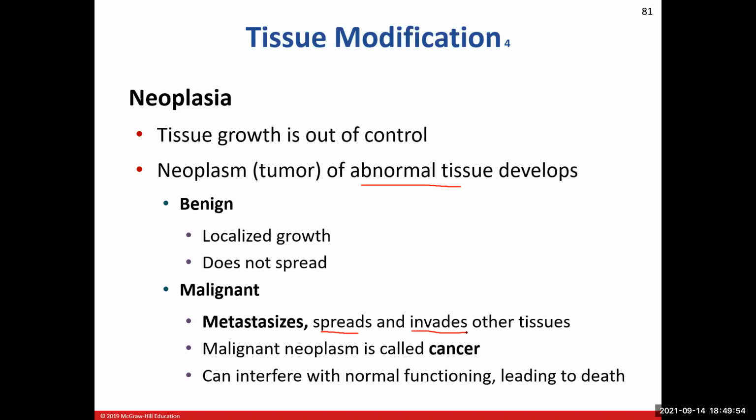And depending on what type of cancer, where it's located, there are lots of factors that will determine how much it's going to impede or impair normal functioning of those tissues. And if it's bad enough, it can actually lead to death.